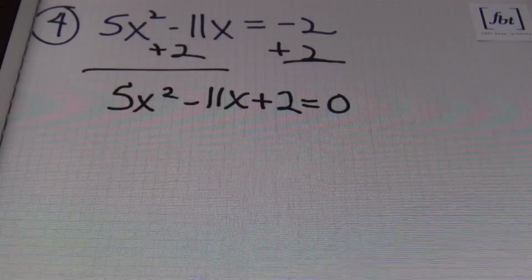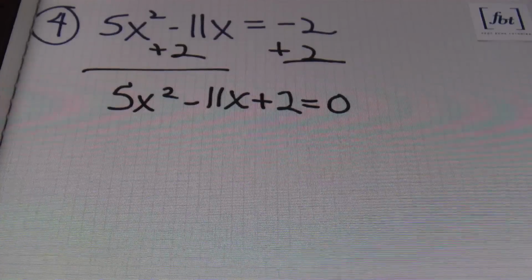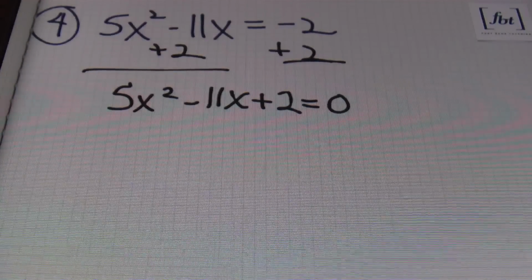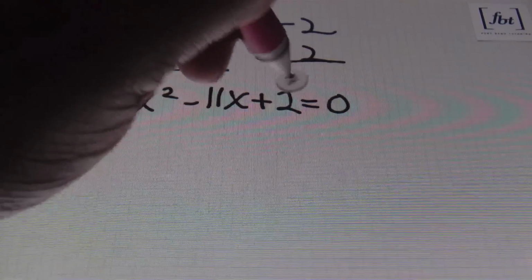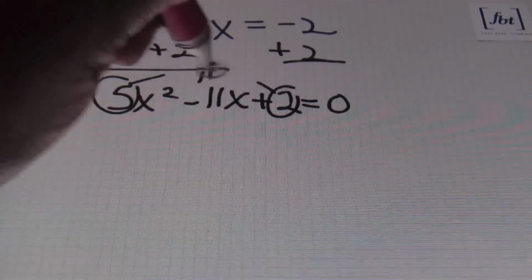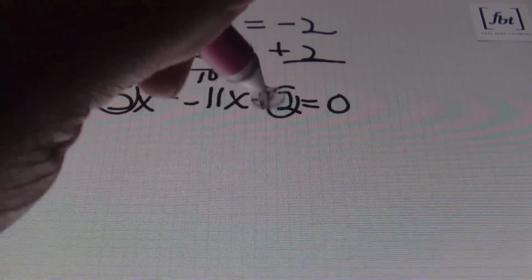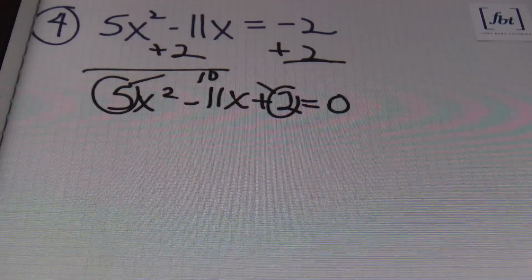From there, I want to factor the trinomial on the left, 5x squared minus 11x plus 2, if it can be factored. Well, I can find that out by multiplying 5 times 2, which gives me 10. So I would be looking for two numbers that multiply to give me 10 and add to give me 11. Well, that would be 10 and 1.